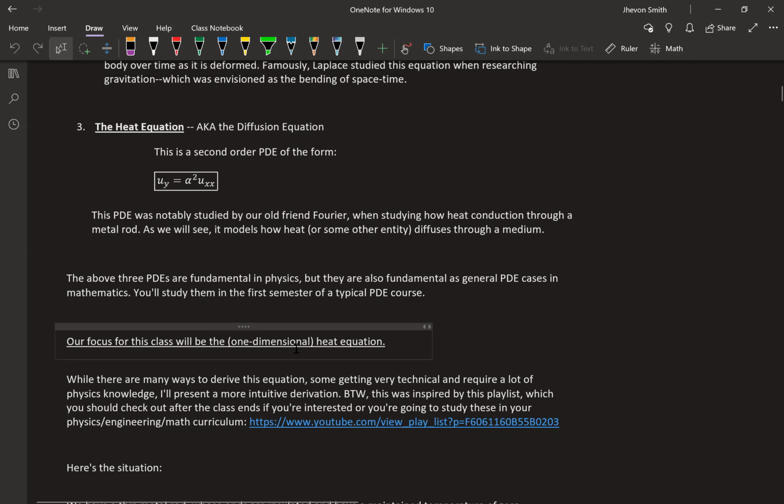In particular, we're going to focus on the one-dimensional heat equation. There are very technical derivations of this, but we are going to actually derive the heat equation. I'm going to tell you where this equation comes from. How do we know that this is the equation that describes heat diffusing through a body? I'm going to come from a very intuitive perspective, so I'm not going to get very calculation-heavy or theoretical, since a theoretical treatment would require a lot of knowledge in physics and engineering, which I'm not going to assume you all have.